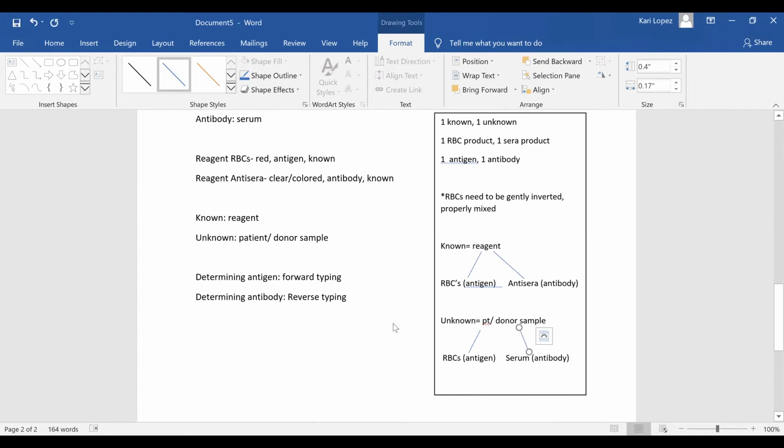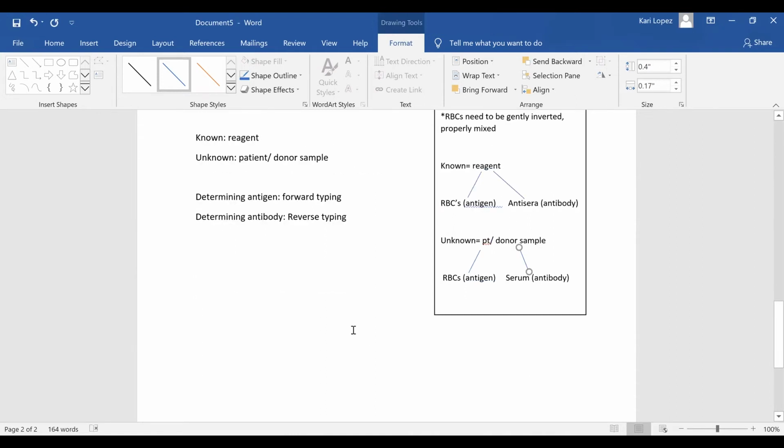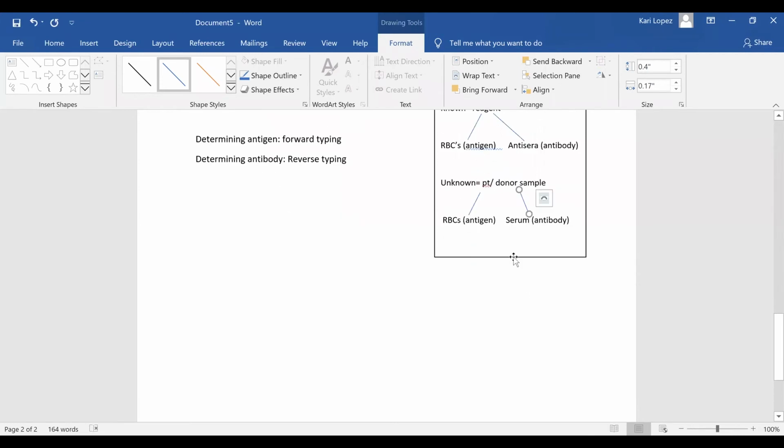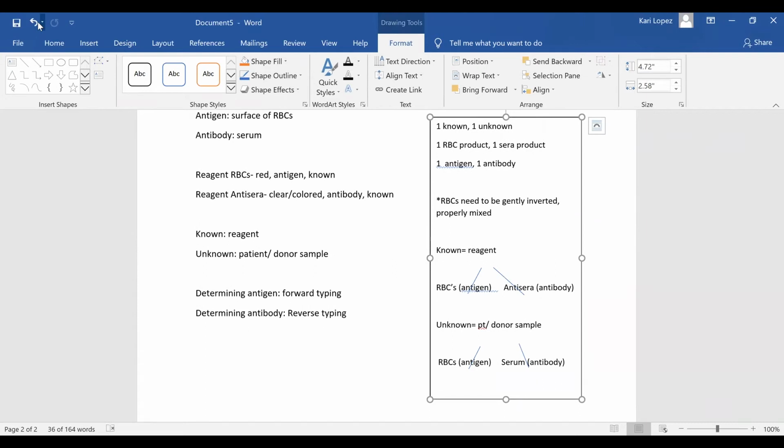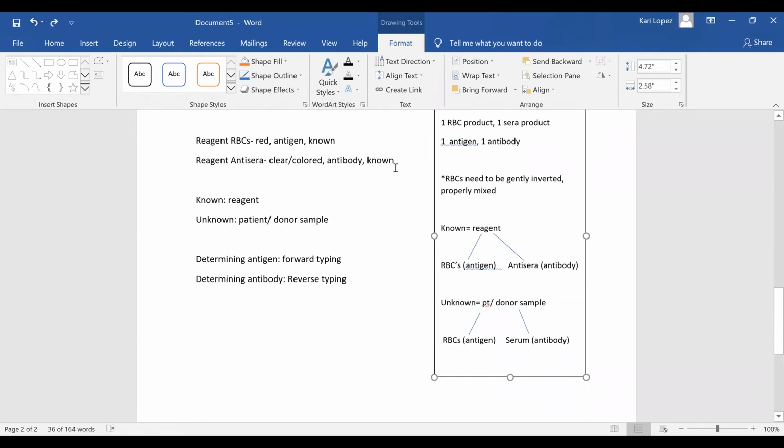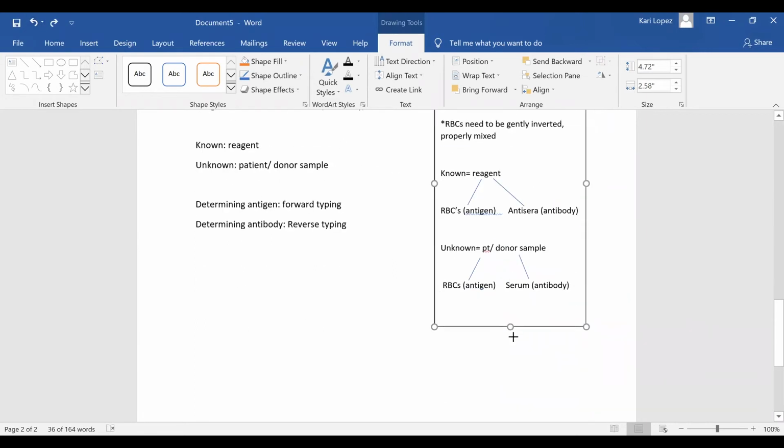There we go. So we've got known reagent, unknown patient or donor samples, and now you know which samples can be used for either one. And then I'm going to do one more little chart. Again, I think these are really helpful when you are getting started, to have something like this to point you in the right direction, because it gets confusing for some people.